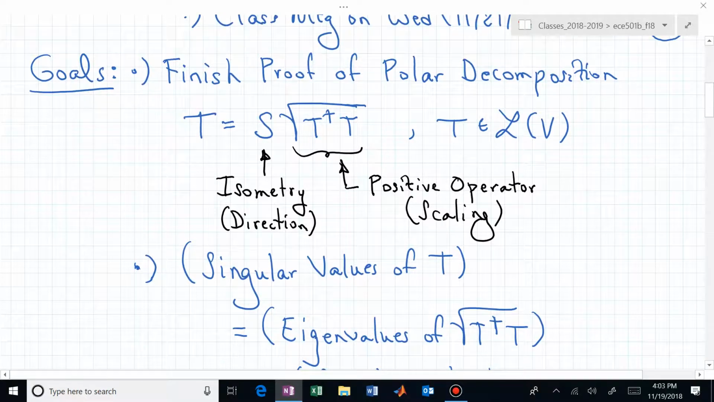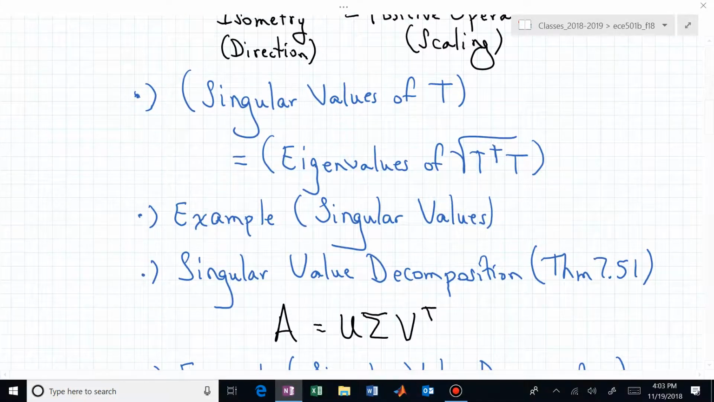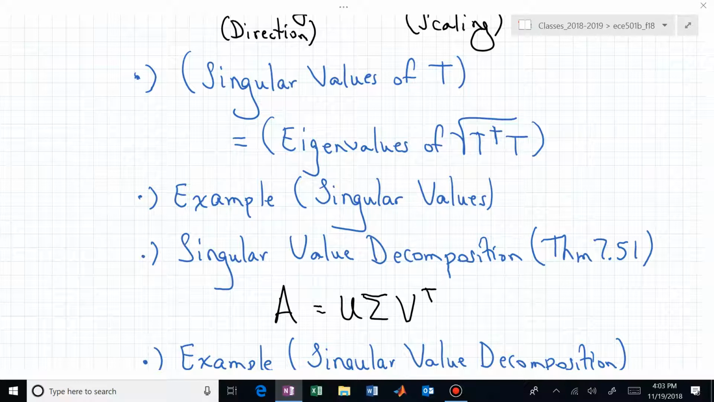Once we've finished the proof of polar decomposition, we'll start talking about singular values of this operator T, and those are actually equal to the eigenvalues of a positive operator, which is the unique positive square root of T dagger T. Those are the singular values of the operator T. So if we can construct this operator T dagger T, maybe you'll actually want to just find the eigenvalues of T dagger T and take the positive square roots of those. Those will be the singular values of the operator T.